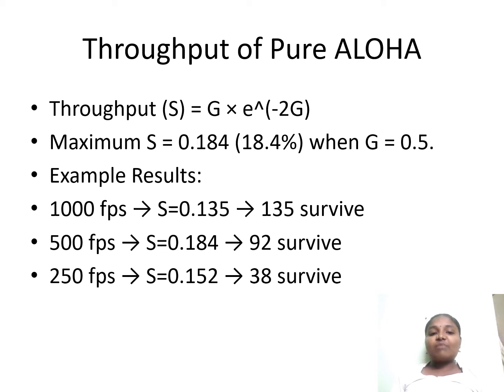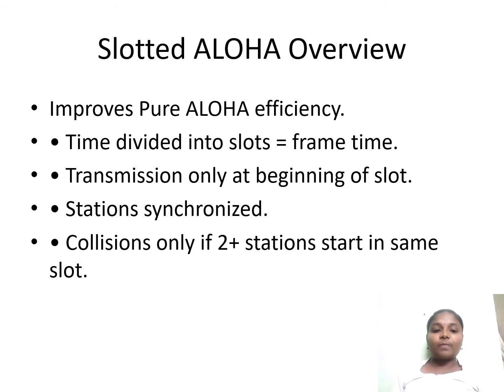Here are the examples. When the frame rate is 1000 FPS, then the S value will be 0.135, so 135 frames will survive. If the FPS value is 500, then the S value will be 0.184, and 92 frames will survive. If the FPS value is 250, then the S value equals 0.152, and the surviving frames value is 38.